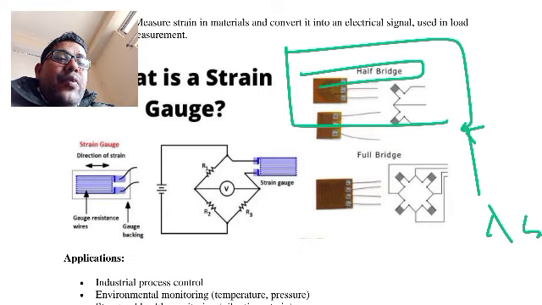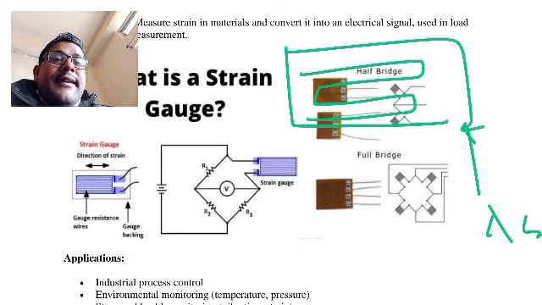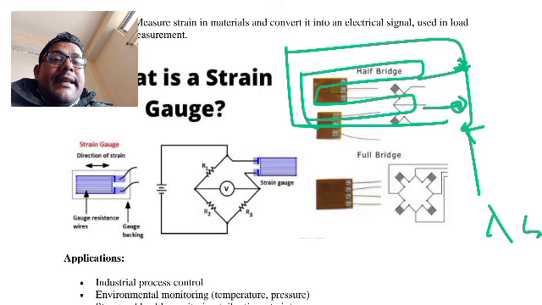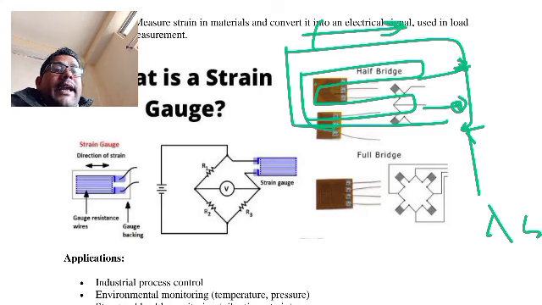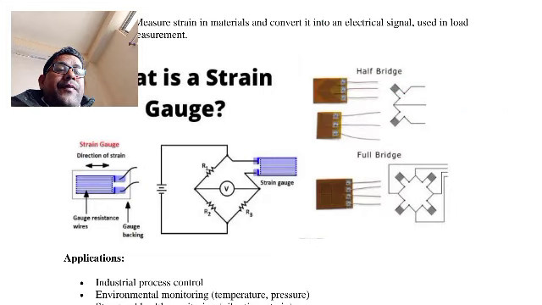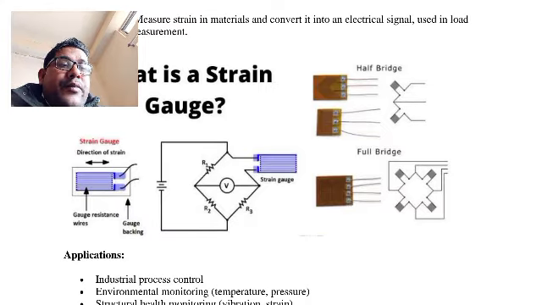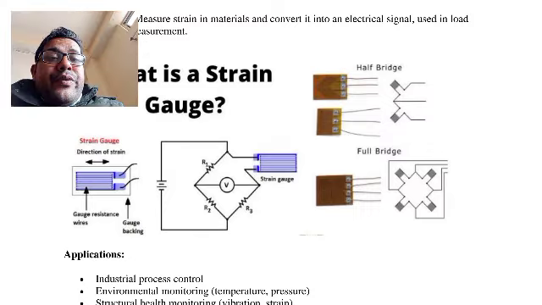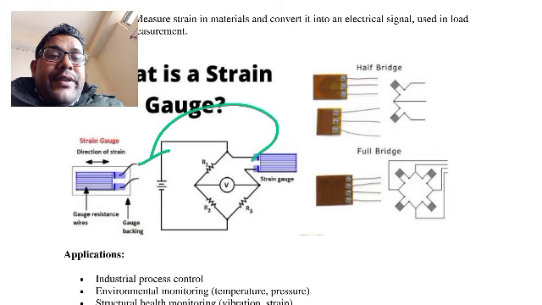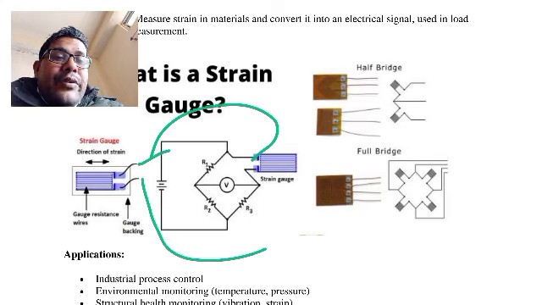Here is the different wire arrangement like this, and here we are taking the change in electrical signal, and then output here like this. When strain is applied in this direction, this output we can give to a Wheatstone bridge. Like here we can see the Wheatstone bridge.